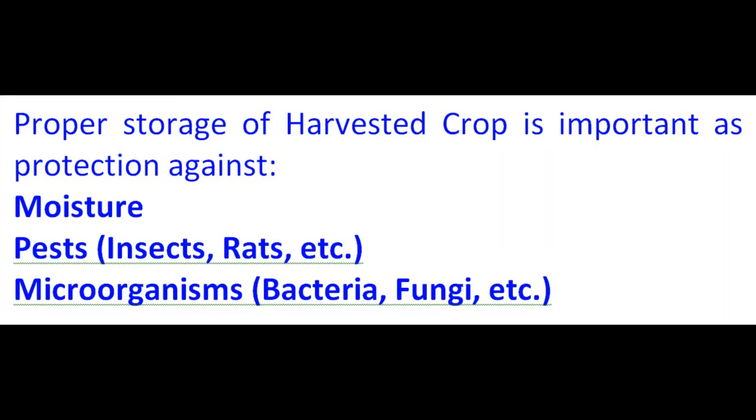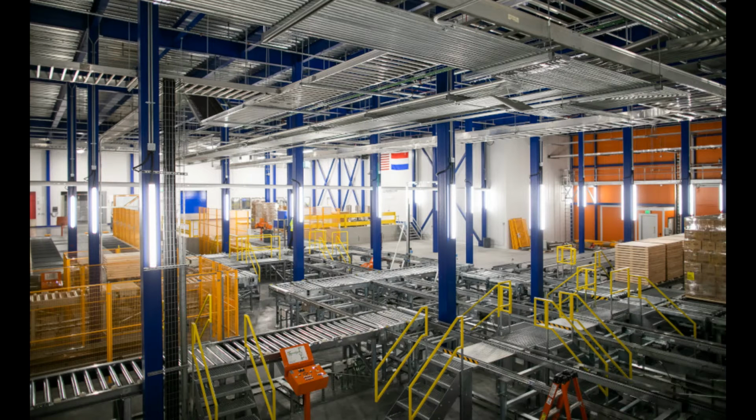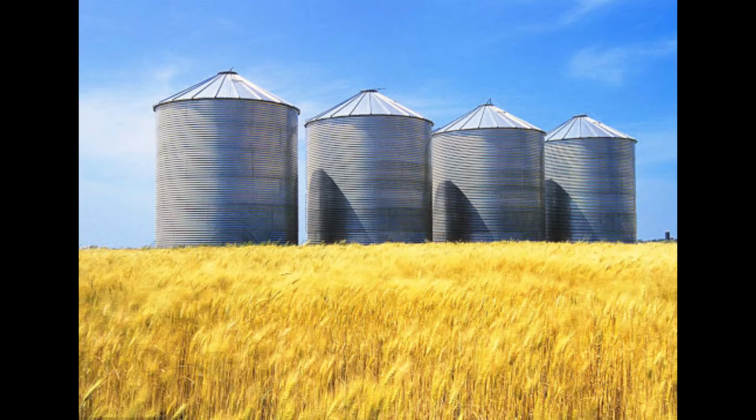In the traditional way, for small holdings, you have seen kothis in your village. But in modern mass-scale production, we use cold storage and large mechanical silos, constructions like this. So now we come to the next part.